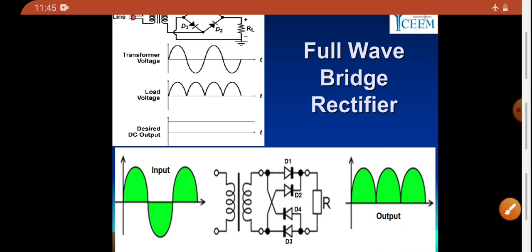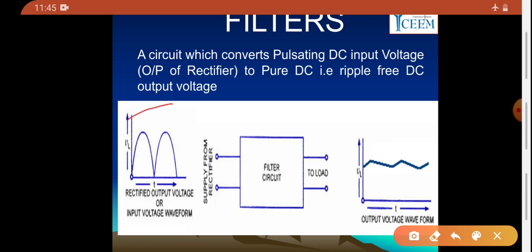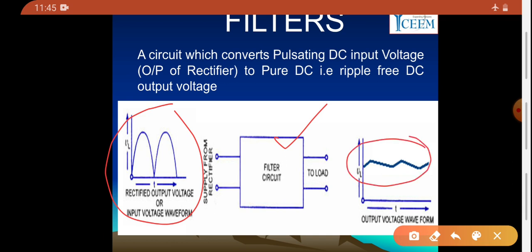So we want pure DC. So what should be the next circuit which will purify this waveform? It is the filter. So for the filter, now you can see here the input is the output of the rectifier, which is applied as input to the filter circuit, and you are getting the output like this, which is more pure as compared to the output of the rectifier. So the electronic circuit which converts pulsating DC input voltage, that means the output of the rectifier, to pure DC, that is ripple free DC output voltage, is called a filter.